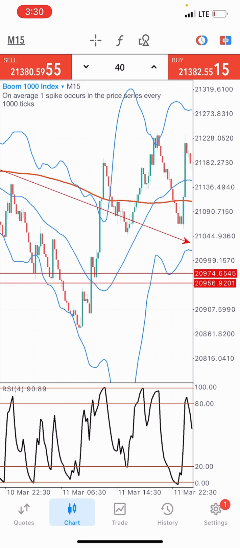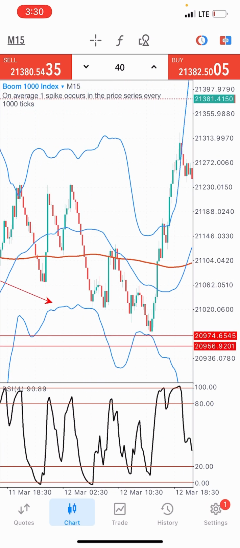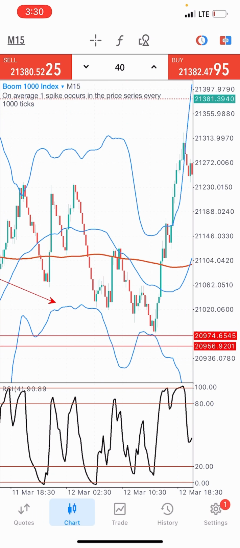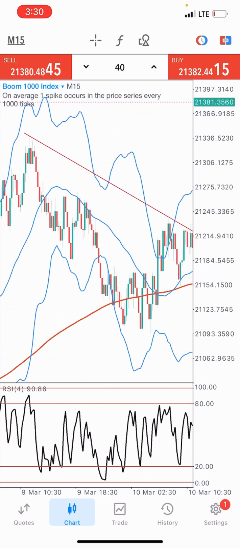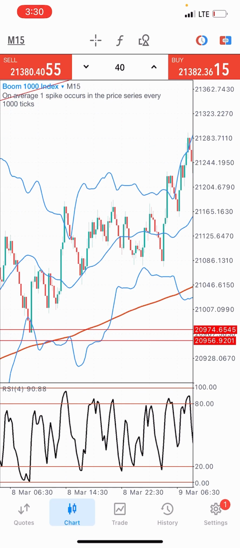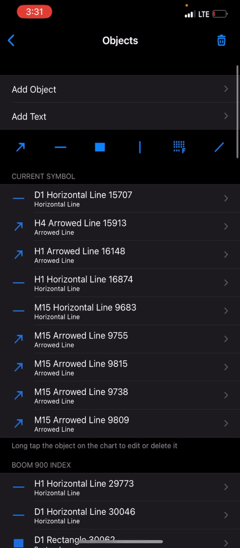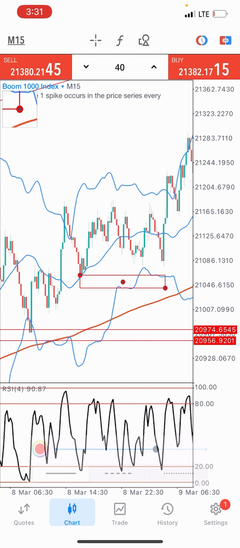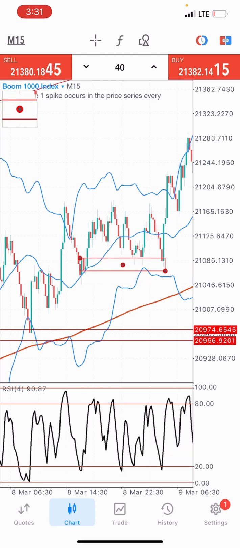Let's look for another one. So this is another one right there. I know we have so many indicators that is making the work a bit hard for us. So we have this one right here. We have this one right here. We have this, our demand.